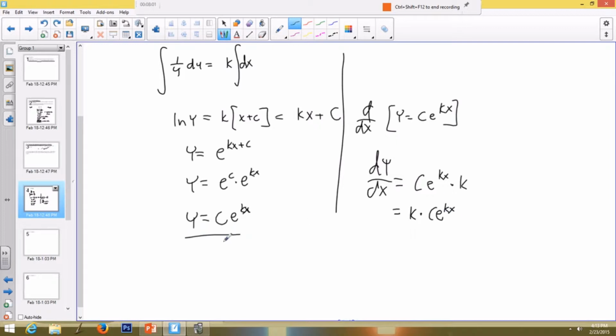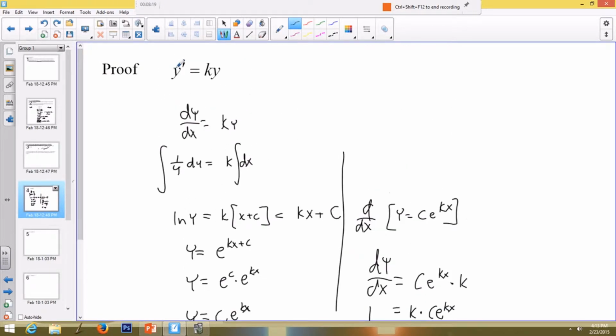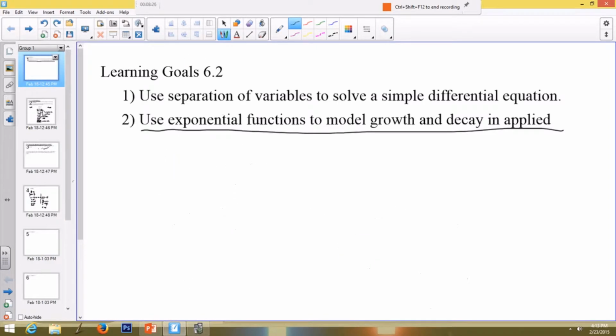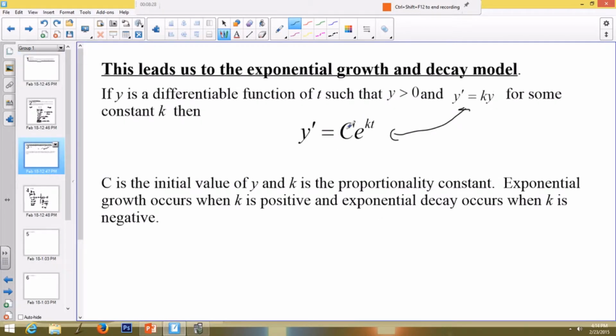Well, we just saw right here that this thing is y. We know that this particular dy over dx is just y prime, and so this thing is ky. So we've just shown that if you have the derivative of y equaling ky, you can replace that with c e to the kx. And we're going to do an example of that later on.